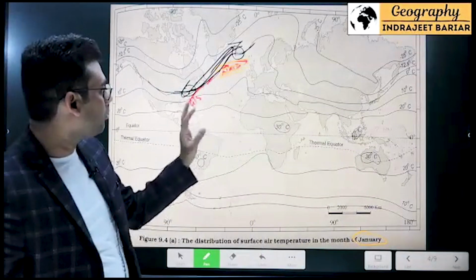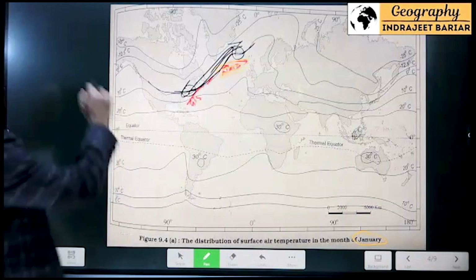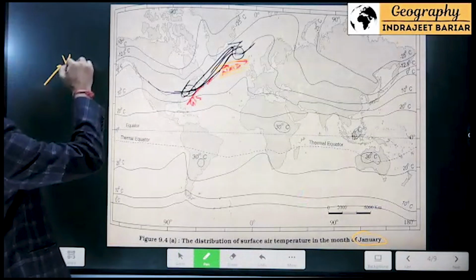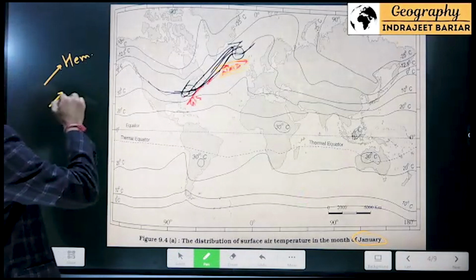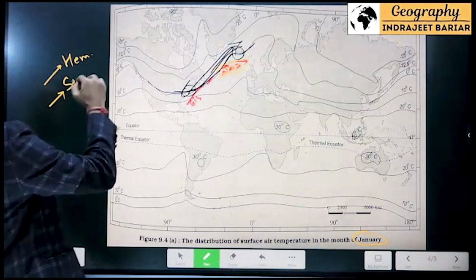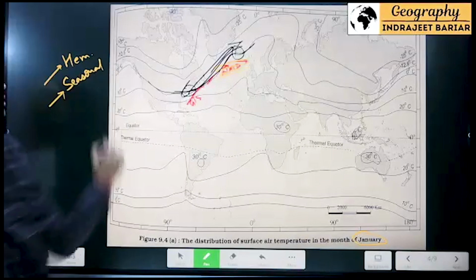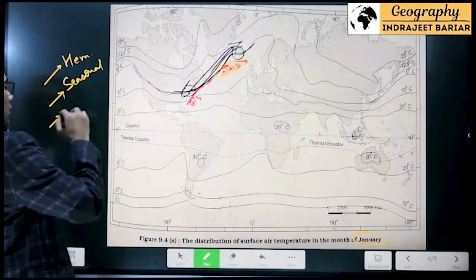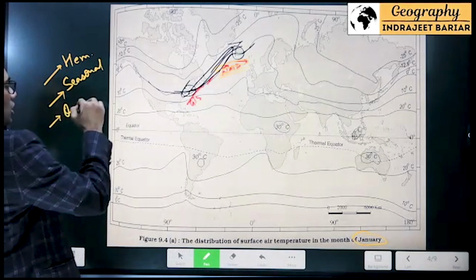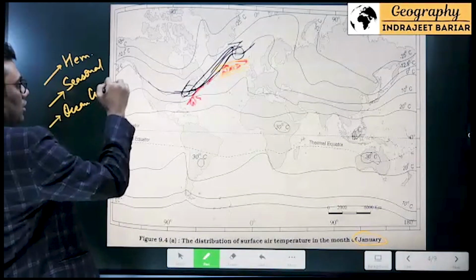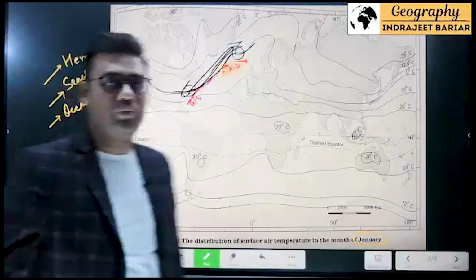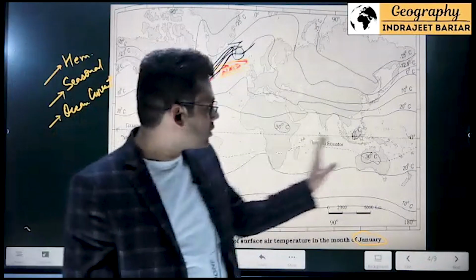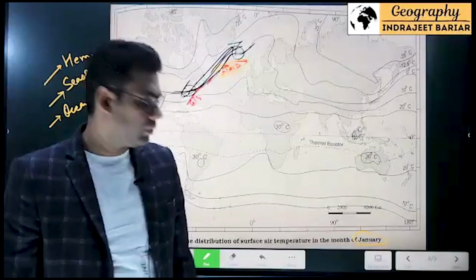So in these isothermal maps, what are the things that I am observing? First thing that I can observe from here is hemisphere wise differences. Second, seasonal differences, that is, in winters the contrast is more, and in summers less. Then the impact of ocean currents, I can very clearly see in these isothermal maps. So this is about this isothermal map.